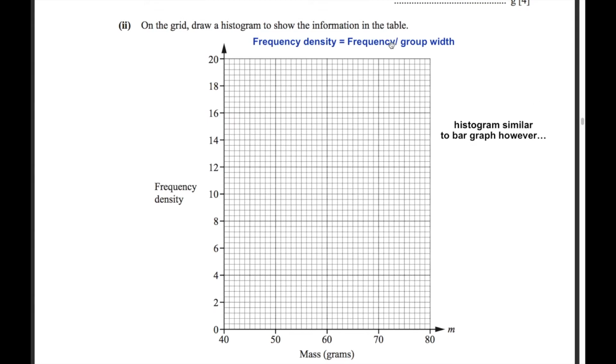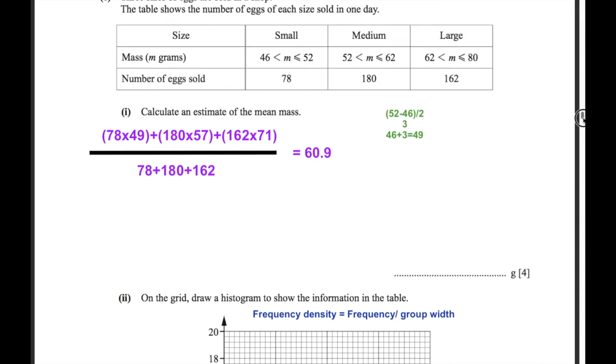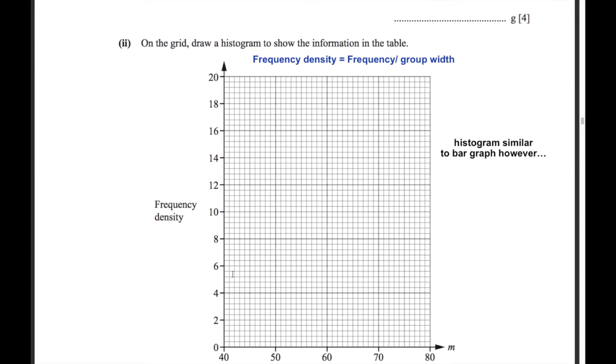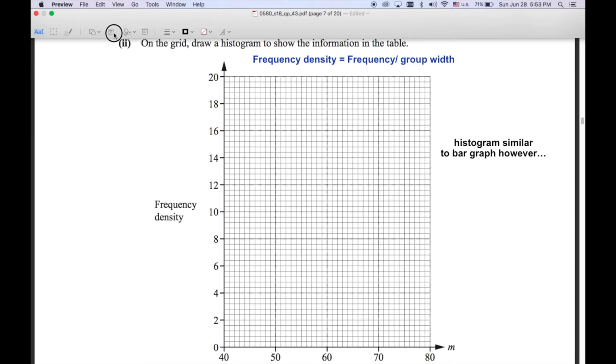Frequency density is frequency divided by the group width. So the frequency is, of course, how often something's happening, or in this case, the number of eggs sold, which is 78 here, 180 here, and 162 here. Divide by the group width. The group width, so 46 to 52, so 52 minus 46, which is 6. And then 62 minus 52 is 10. 80 minus 62 is 18. So that's the group width. Frequency density is, well, the height of the bar.